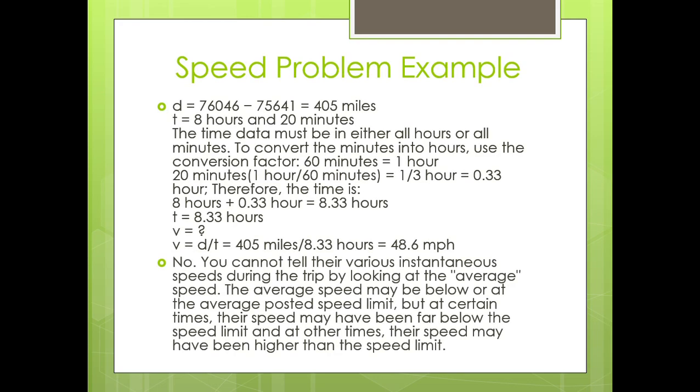Well, no, you cannot tell their various instantaneous speeds during the trip by looking at the average speed. The average speed may be below or at the average posted speed limit, but at certain times their speeds may have been far below the speed limit, and at other times their speed may have been higher than the speed limit. So this is an example of what a good conclusion looks like.